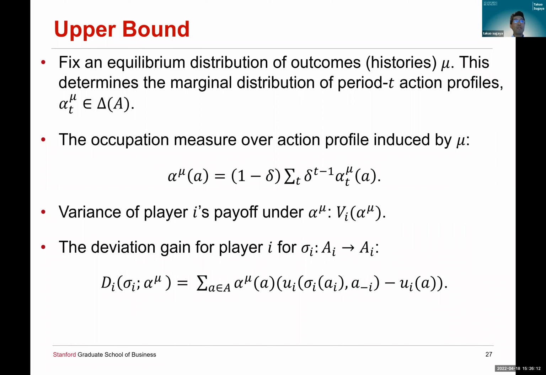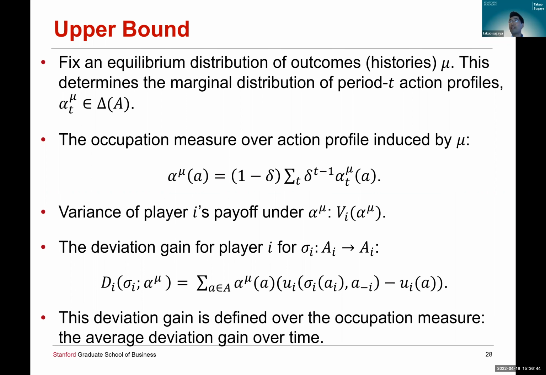Well, in that case, the deviation gain from alpha_mu according to the schedule sigma_i is this: the probability that one particular action is recommended, and when a_i is recommended, you deviate according to sigma_i. So this is your deviation payoff, and this is your equilibrium payoff. We take the difference, and then take the expectation with respect to the recommendation. I hope this is the last definition that I need to give you. I think that's the case. And this deviation gain is defined over the occupation measure.